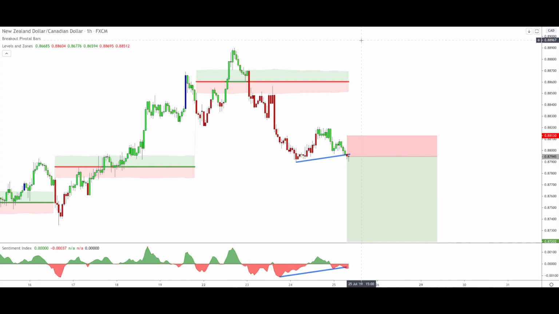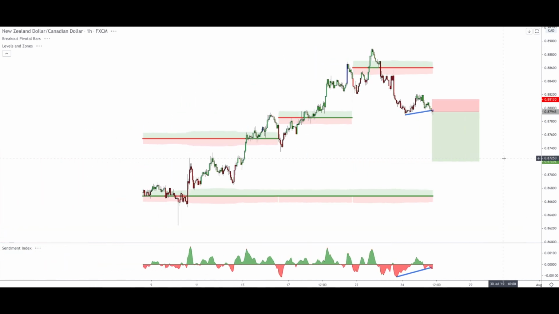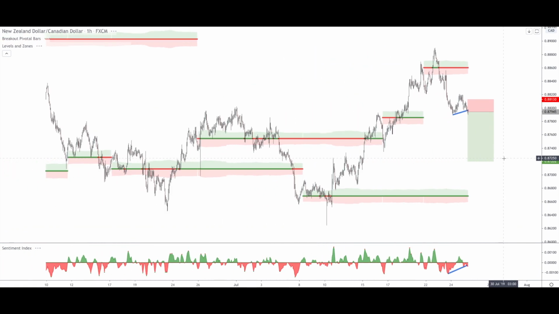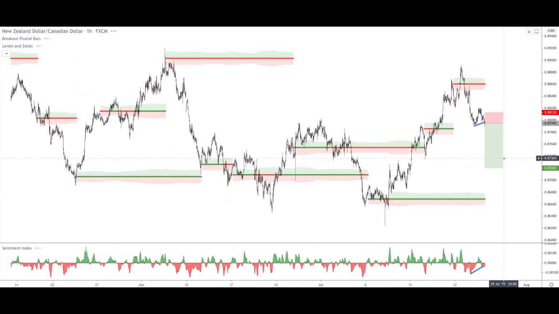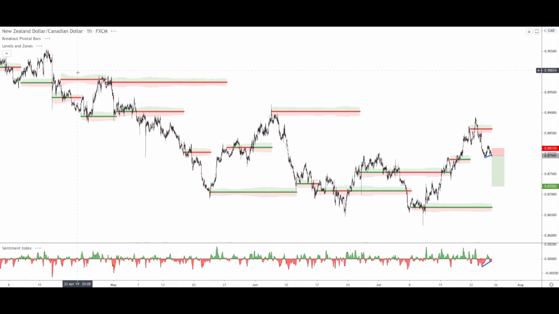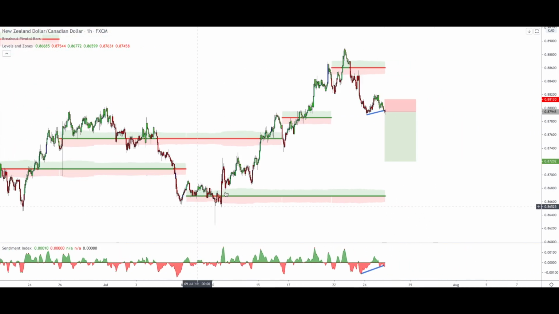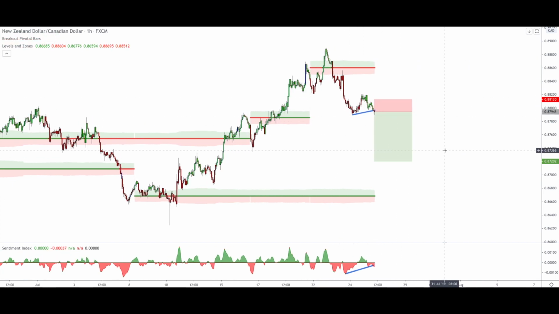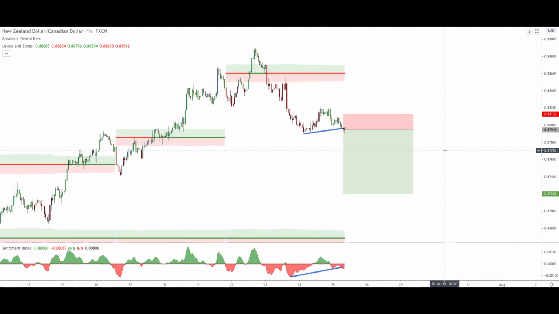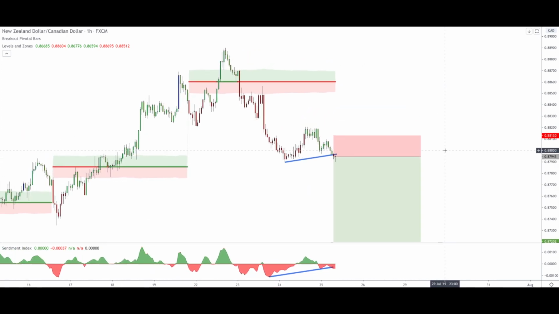Today we are analyzing the New Zealand dollar versus Canadian dollar on the 1 hour time frame, and actually I already placed my order. So why did I place an order here? Well, if we have a look at what's going on with this pair, the very macro analysis is that this pair is in a downtrend. Recently it went up, but right now it looks like it's going down, and this is why I'm looking for a trend continuation to the downside.